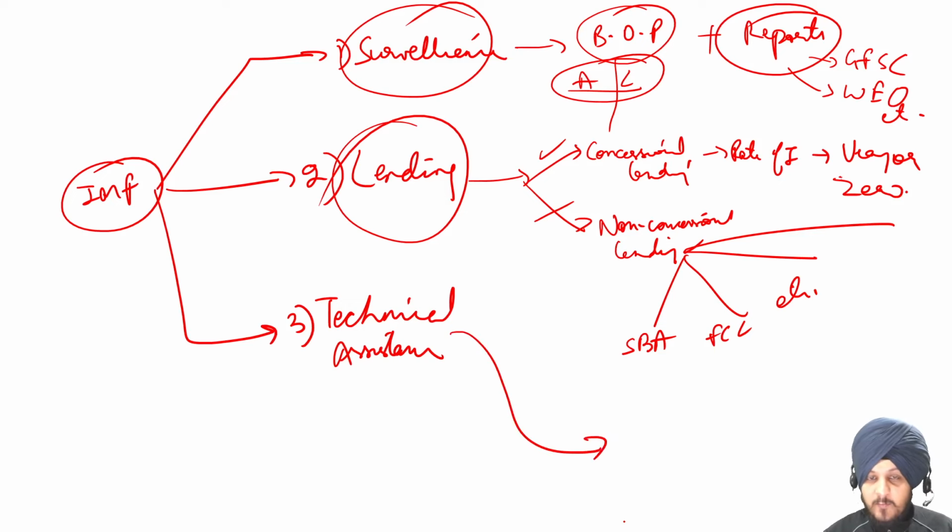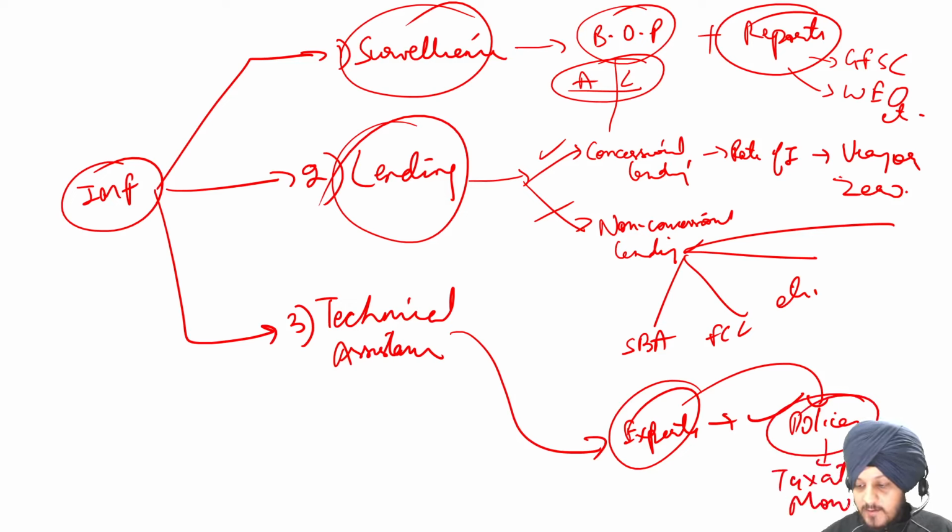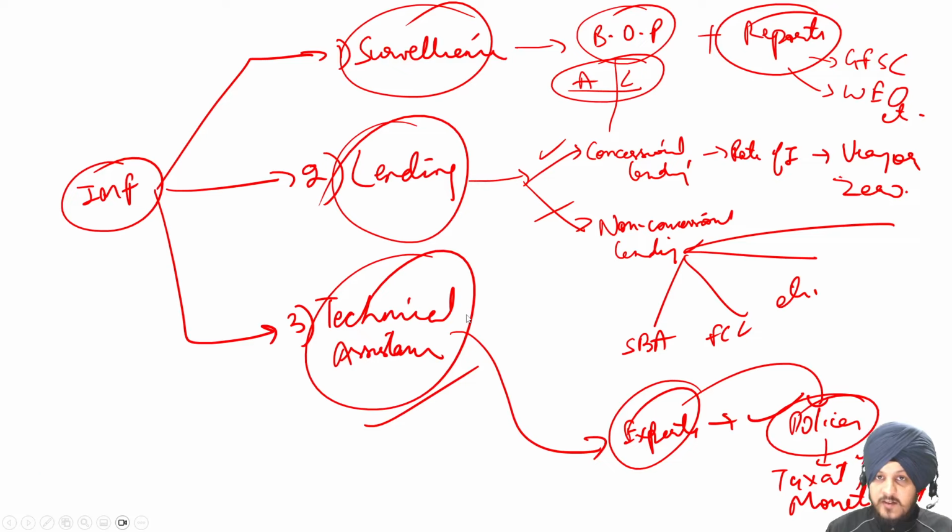Third is technical assistance. So how does the IMF perform technical assistance? By sending its experts to different countries, and these expert teams help the countries to design their economic policies related to taxation, monetary policy, or fiscal policy, etc. So that is the technical assistance role of the IMF. This is how the IMF works from a broader perspective.